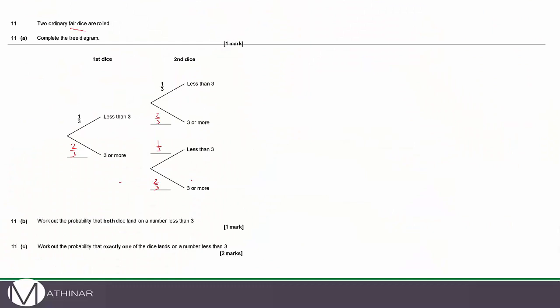Part B. Work out the probability that both dice lie on a number less than 3. So we are looking at this path. The first one has to be less than 3 and the second one has to be less than 3. So we look at the probabilities here. It's 1/3 and 1/3. Now the word "and" in probability means times. So it's 1/3 times 1/3, which is 1/9. So the probability that both dice lie on a number less than 3 is 1/9.